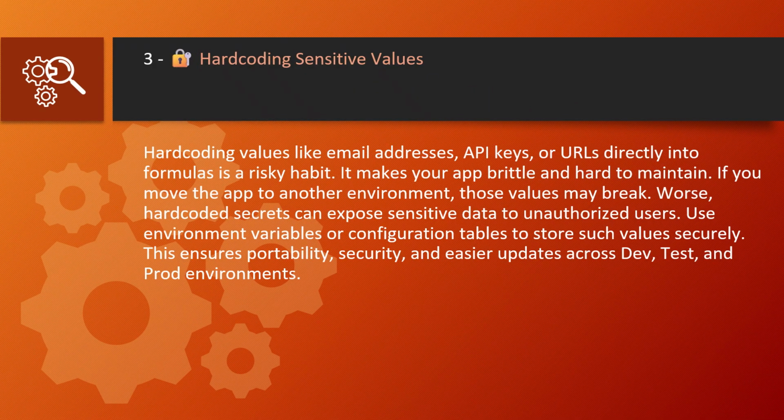The next mistake is hard coding sensitive values. Hard coding values like email addresses, API keys or URLs directly into the formula is not a good practice. It is a very risky habit because it makes your app brittle and hard to maintain. If you move the app to another environment, those values may break because different environments have different values. And the worst case is that hard-coded secrets can expose sensitive data to unauthorized users.